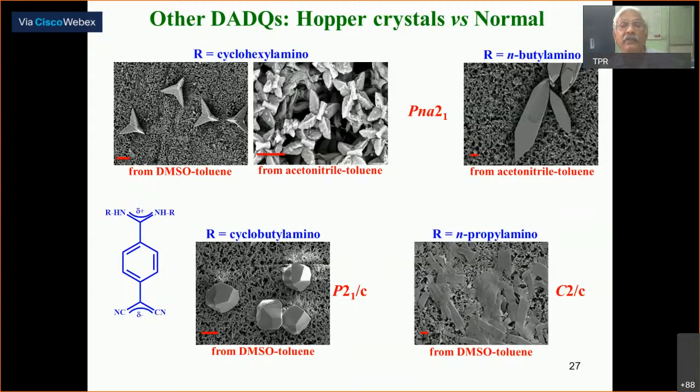And we still don't know whether this is exhaustive. It's, of course, still a limited data set, except for one exception. Almost all the systems which showed hopper crystals belonged to the non-centrosymmetric space groups. Or I should put it the other way: among the non-centrosymmetric, only one of them did not show hopper crystals. All others were showing it. And centrosymmetric ones invariably showed normal crystal growth. So that seems to have some relevance, which we will come back to.